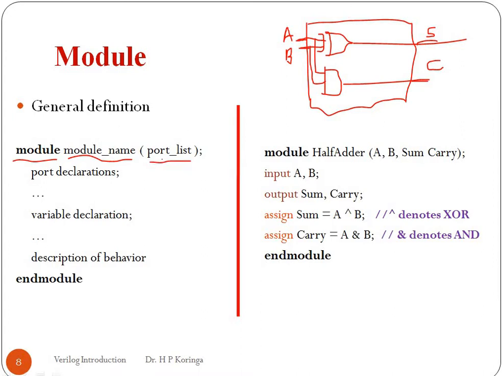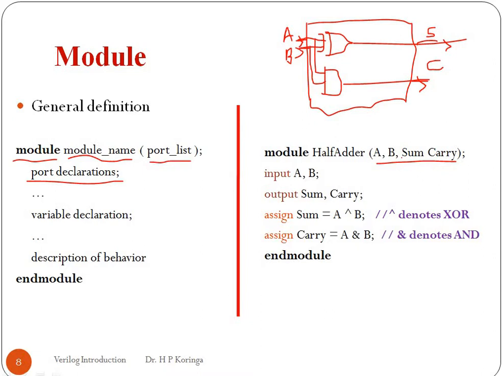So in the port list we write the names of these pins, whatever names we want to specify: A, comma, B, comma, sum, comma, carry. Then we have to declare the port declarations. Here we have specified A, B, sum and carry. Now out of these ports, which ports do we want to use as input? These 2 pins we want to use as input ports, and these 2 pins we want to use as output ports. So we have to declare it.